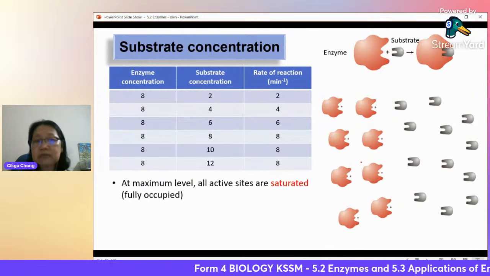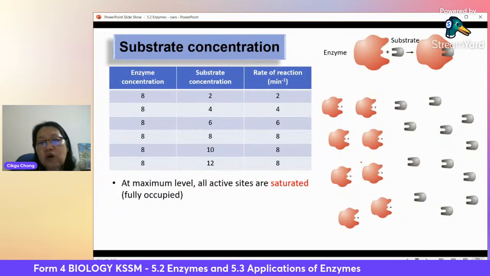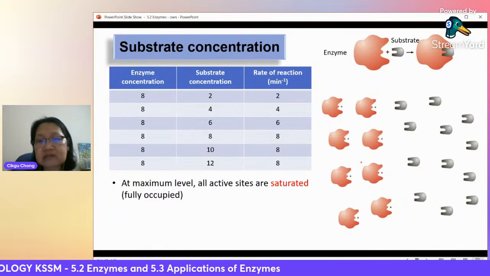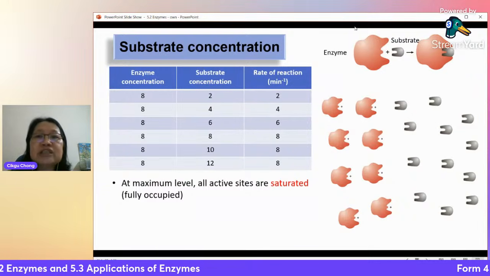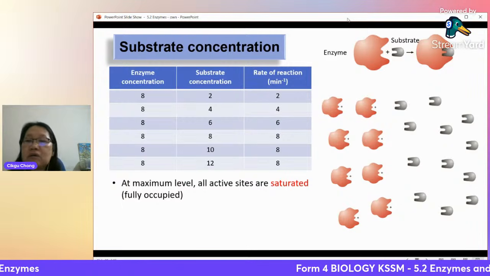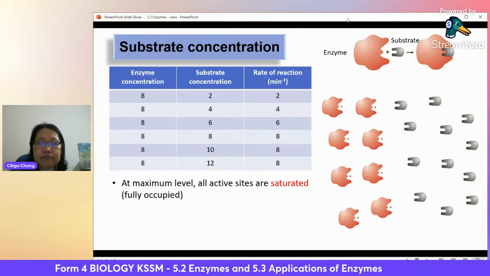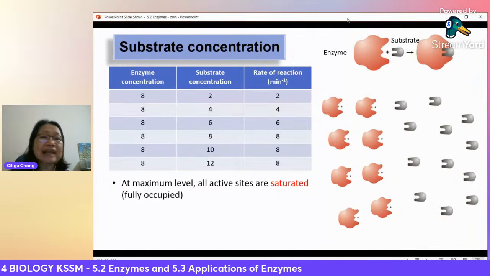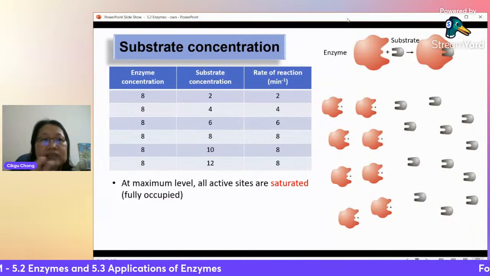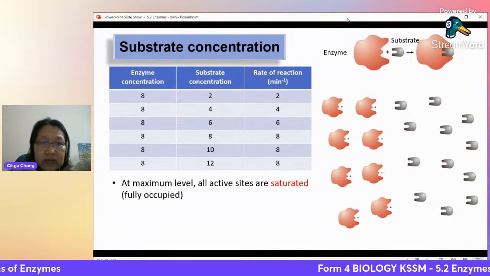So at maximum level, the rate is already maximum because all the active sites are saturated. This is how you answer. Saturated means fully occupied. Yes, no more active site to bind to the substrate. Good, Matthew. No more active site because I limit my active site. I only got 8. I put in 1,000, no use. I don't have 1,000 enzyme. I put in 1,000 substrate, I only got 8, I still get 8.